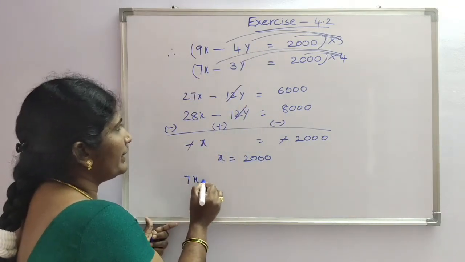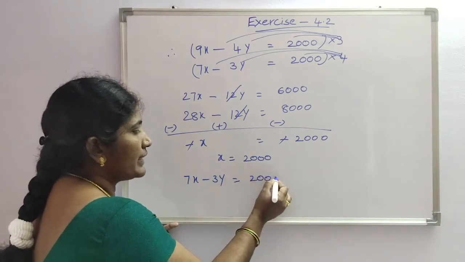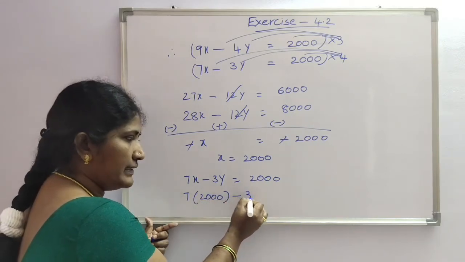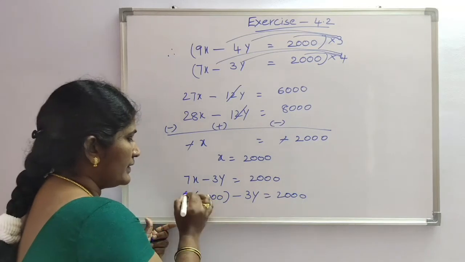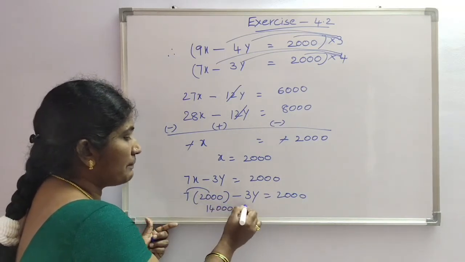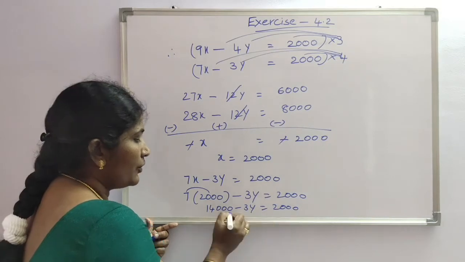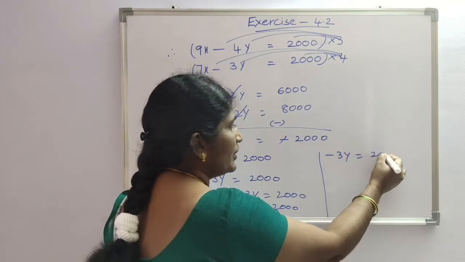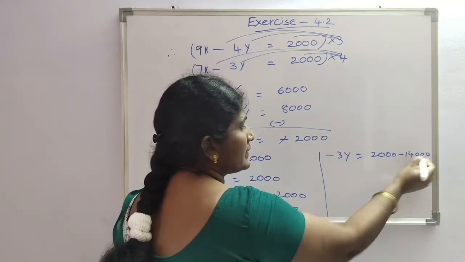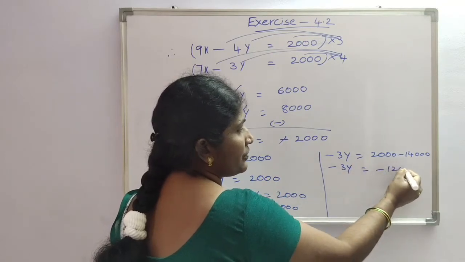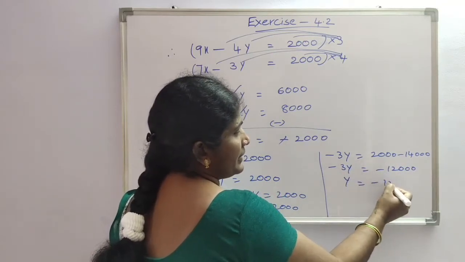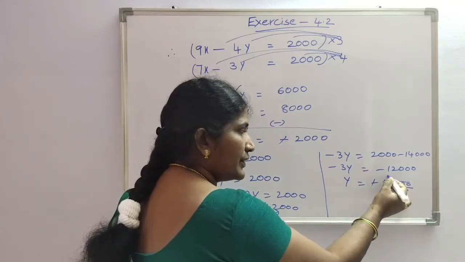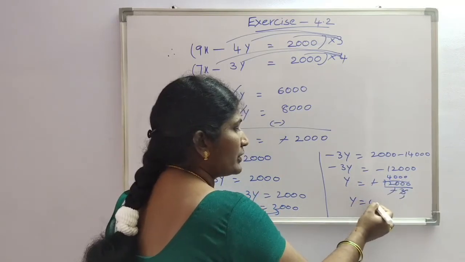Take the second equation, 7x minus 3y is equal to 2000. Now substitute 2000 instead of x: 7 into 2000 minus 3y is equal to 2000. 7 twos are 14, so 14,000 minus 3y is equal to 2000. Now transpose 14,000 to the RHS: minus 3y is equal to 2000 minus 14,000, minus 3y is equal to minus 12,000. y is equal to minus 12,000 by minus 3. Minus minus get cancelled. 3 fours are 12, so y is equal to 4,000.